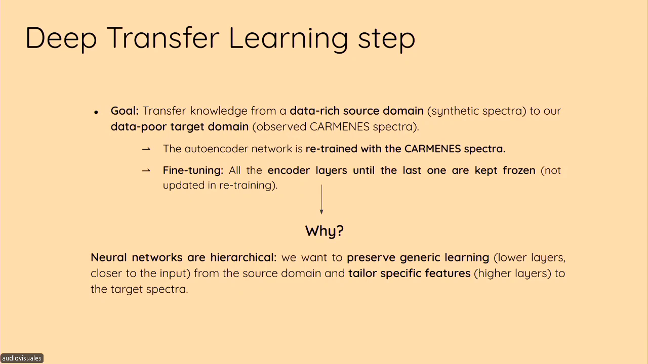And why do we do this? Because, as I said at the start, neural networks are hierarchical. So what we want to do is to preserve the generic learning from the source domain, which is stored in the lower layers of the trained autoencoder network, the layers closer to the input. But we want to tailor the specific features, which are stored in the higher layers, to the target spectra. We want to preserve the generic learning of the data-rich source domain, but tailor the specific features to our target domain.